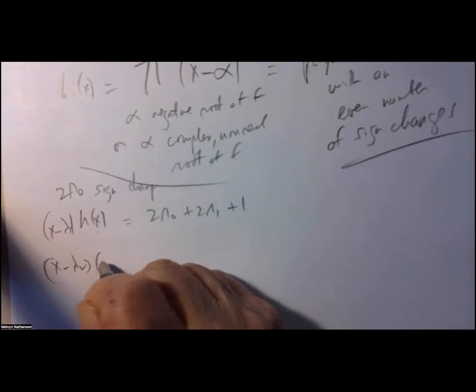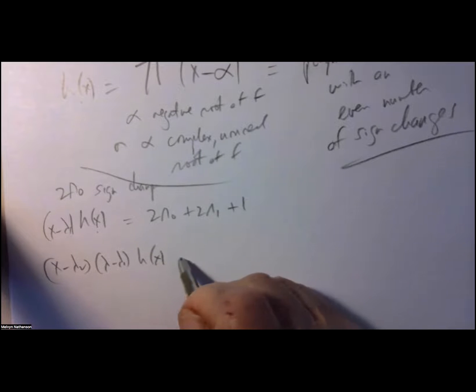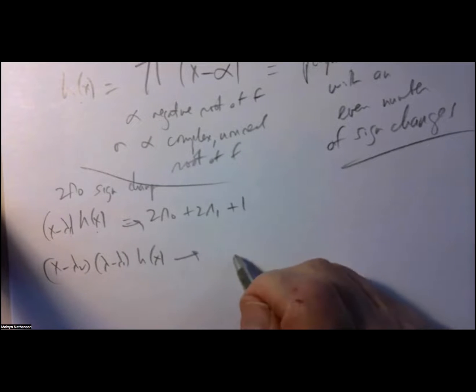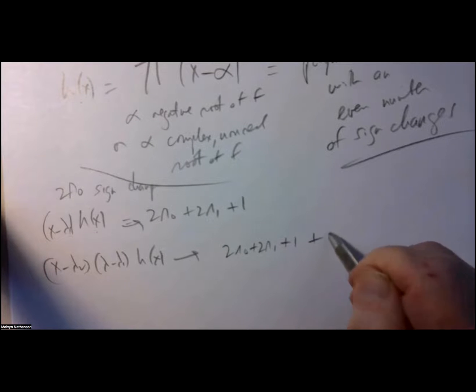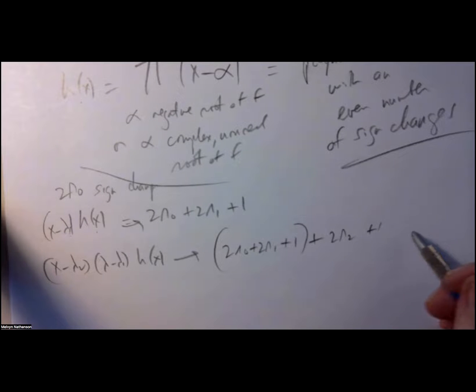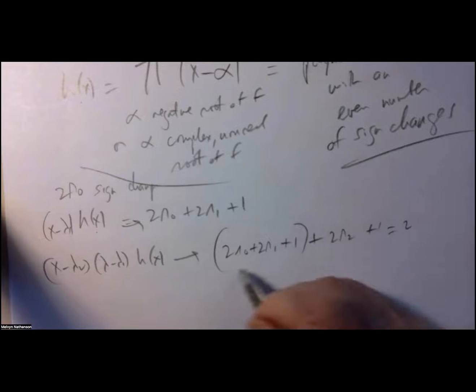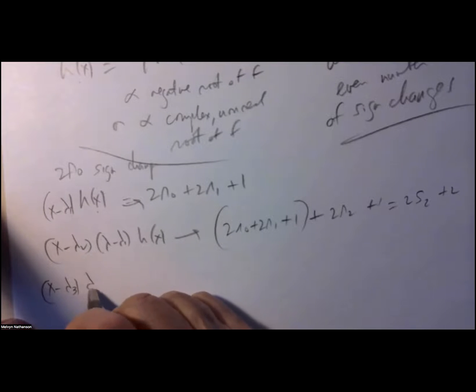Multiply by x minus lambda 2, x minus lambda 1. The number of sign changes will be the number you started with plus an even number plus 1. Write this as, I'll call this, 2s2 plus 2. And then take this and multiply it by x minus lambda 3.